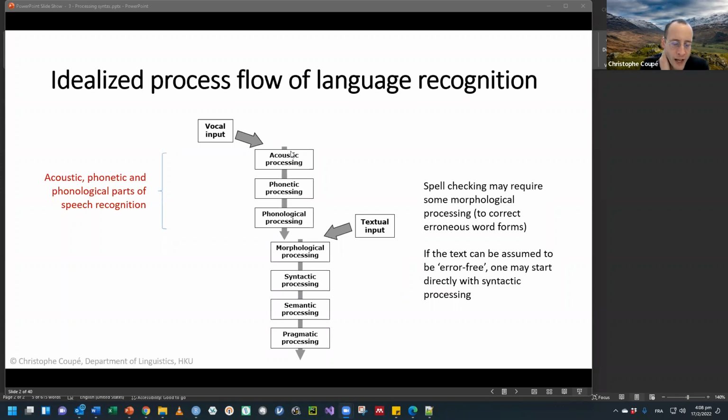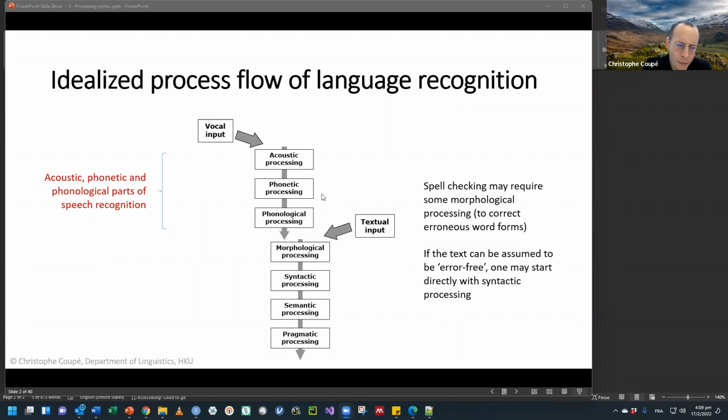But you see that you have a cascade of operations from speech, from the voice to the end. You may need to apply spell checking to the textual input. Maybe that will actually require some morphological processing, sometimes because it can be a bit ambiguous. If the text is correct, you may actually start directly from syntactic processing.